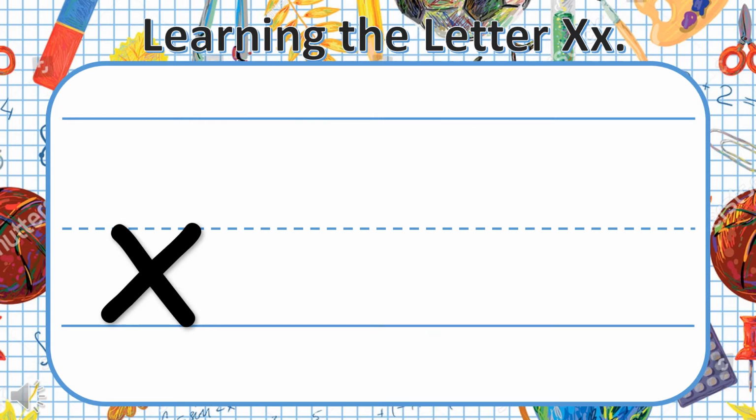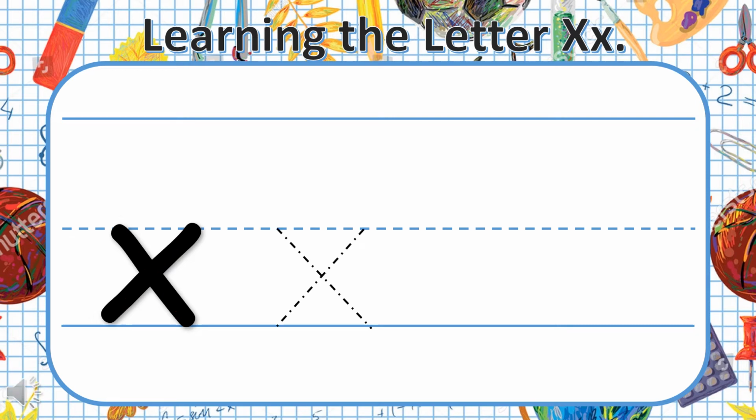Now we're going to do the lowercase x. And the lowercase x is not that different to your uppercase x. The only difference is we start on the middle line. Okay, and we're going to put our pencils on the middle line and we're going to draw the diagonal line to the bottom line nice and slowly. We're going to lift our pencils and then we're going to do the diagonal line coming the other way. So we're going to make the crisscross.